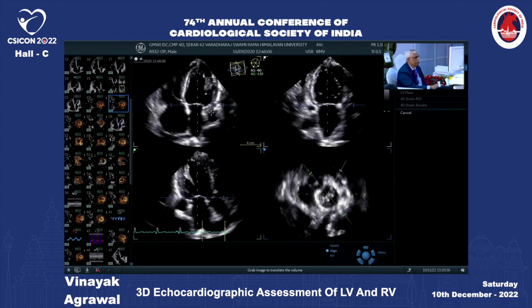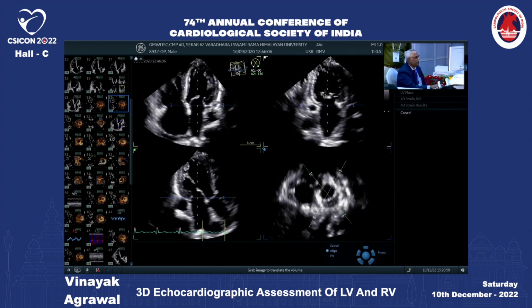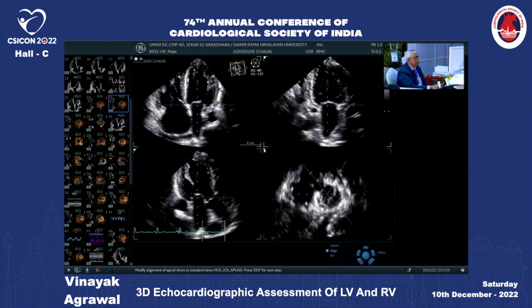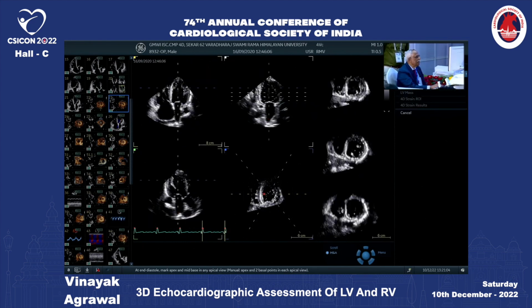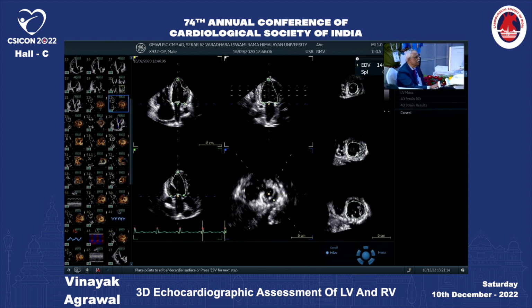Now you can select this frame and then you have to mark the apex and the middle of the mitral annulus. If you give these two, it has actually drawn a volume curve, which includes the entire LV volume. Here, if you see, it is not captured properly, so you can correct it if you want. Now I have corrected it.